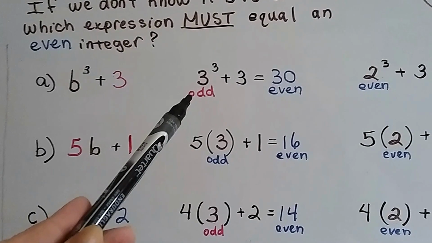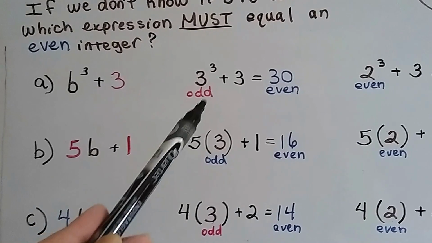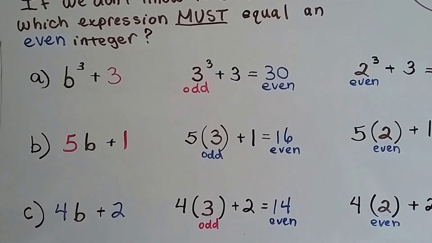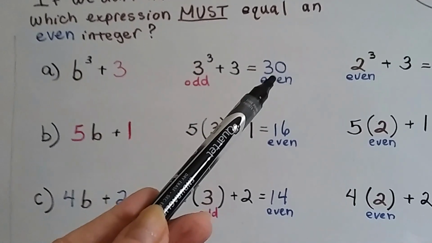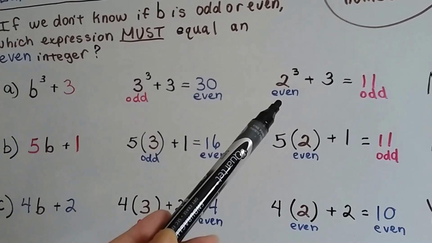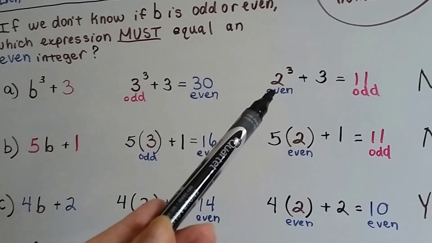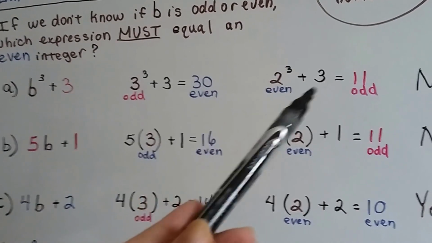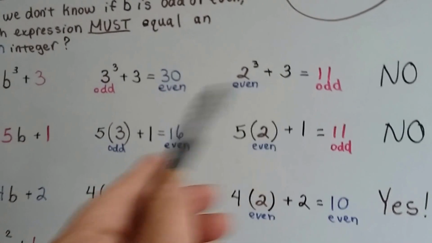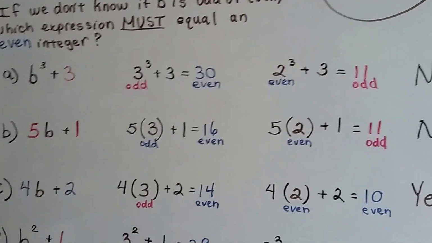Well, 3 cubed is 27. It's 3 times 3 is 9 times 3 is 27. And 27 plus 3 is 30. That's an even number. So that one gave us an even number. So that might work. But then when we plug in an even number for b, 2 times 2 times 2, 2 times 2 is 4 times 2 is 8 plus 3 is 11. That's odd. So no. That one doesn't work. It's got to be even for both of them to make this true.